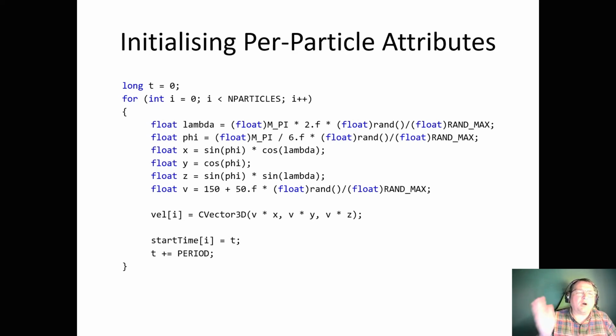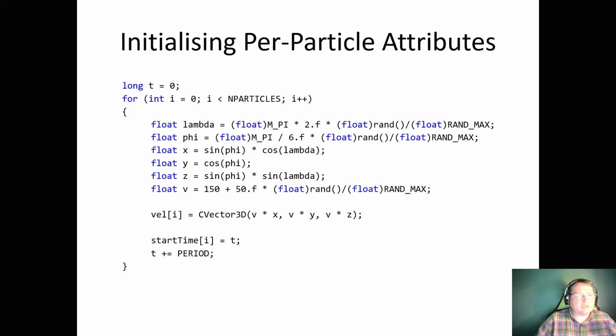between 0 and 1. This multiplied by pi and by 2 gives you a random between 0 and 2 pi. And the phi is again a random between 0 and pi over 6. So these are these two directions that we really need.